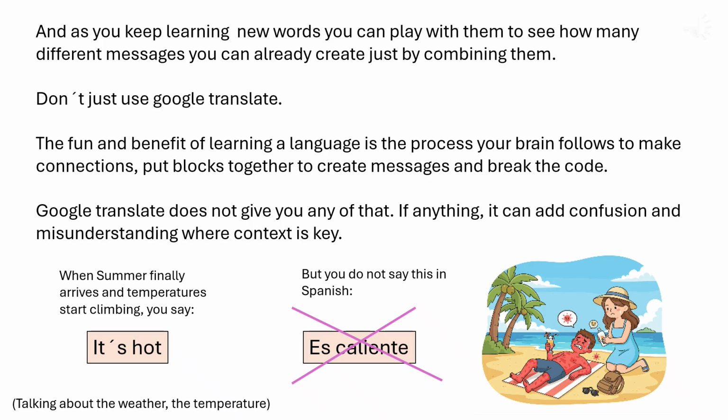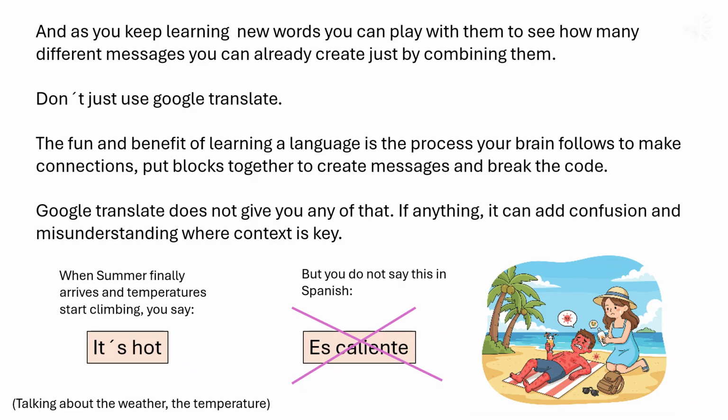And as you keep learning new words, you can play with them to see how many different messages you can already create just by combining them. Don't just use Google Translate. The fun and benefit of learning a language is the process your brain follows to make connections, put blocks together to create messages, and break the code. Google Translate does not give you any of that. If anything, it can add confusion and misunderstanding where context is key.